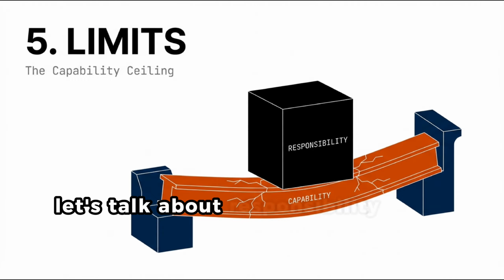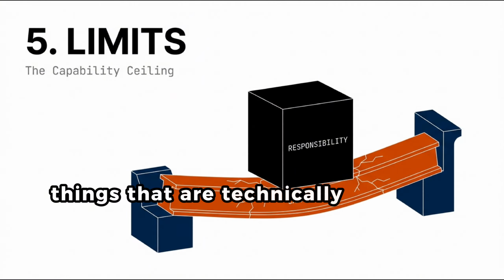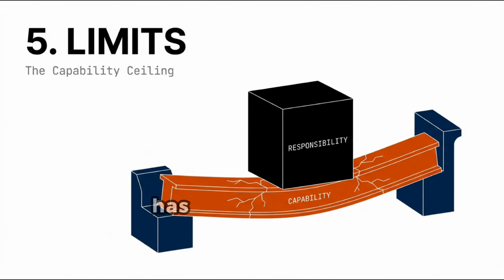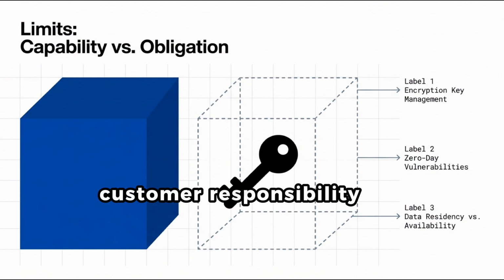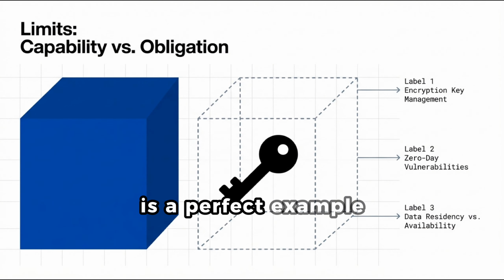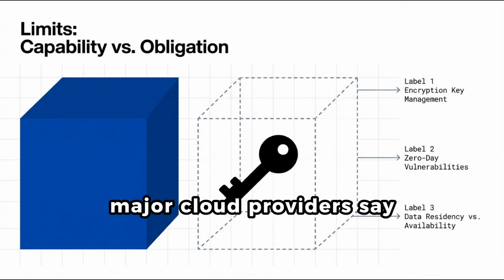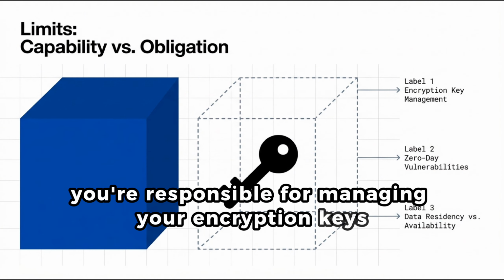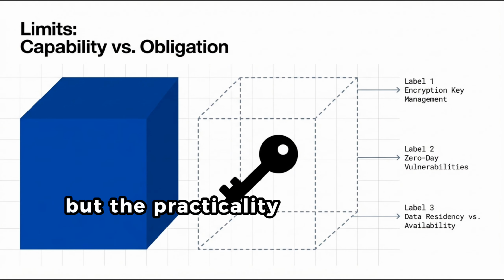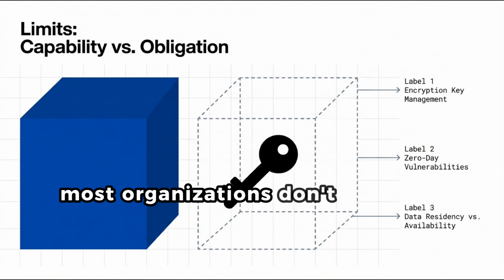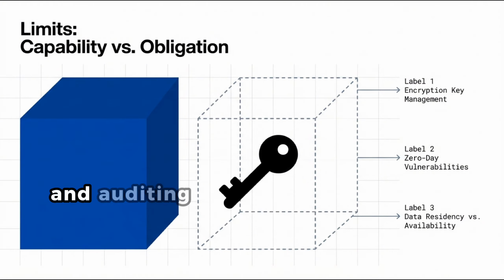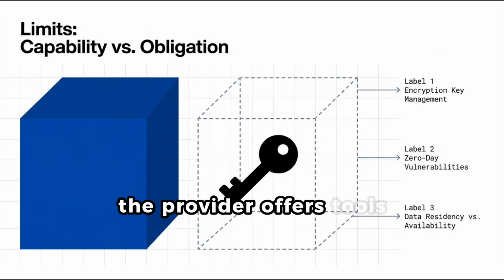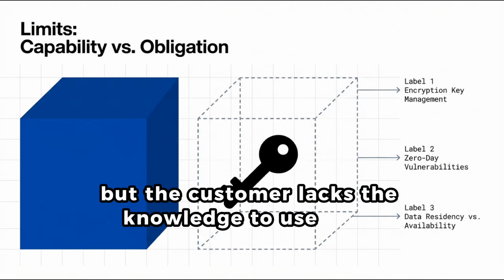Finally, let's talk about responsibility limits. These are things that are technically someone's responsibility, but where that party has limited ability to actually fulfill the responsibility effectively. Customer responsibility for encryption key management is a perfect example. Major cloud providers say, you're responsible for managing your encryption keys, and that's true. But the practicality is challenging. Most organizations don't have the expertise to implement proper key management, rotation, access control, and auditing. They're responsible for it, but they're not equipped to do it well. The provider offers tools, but the customer lacks the knowledge to use them correctly.